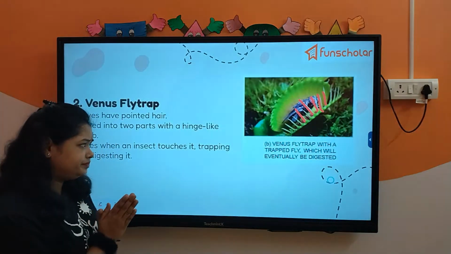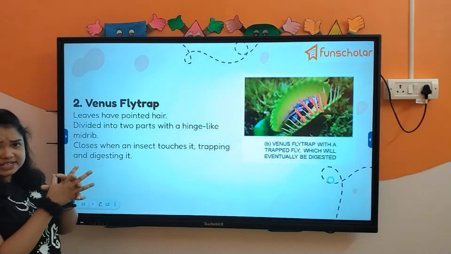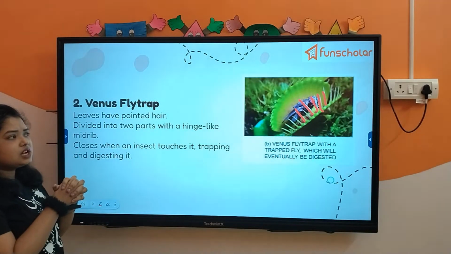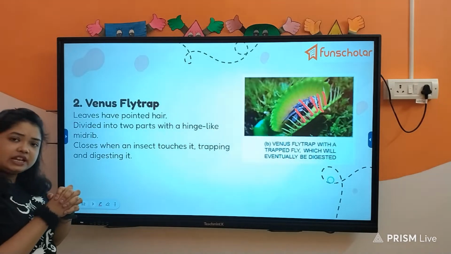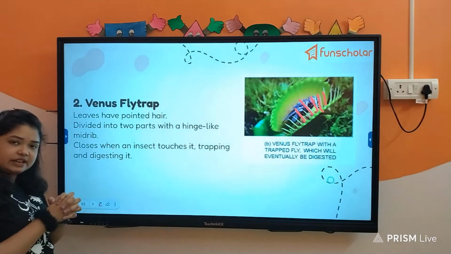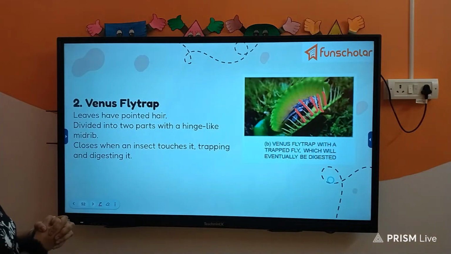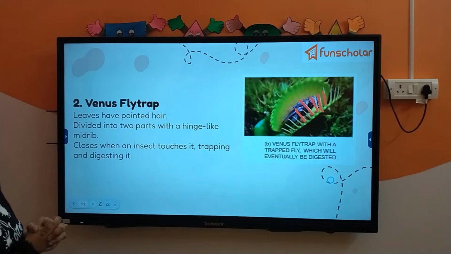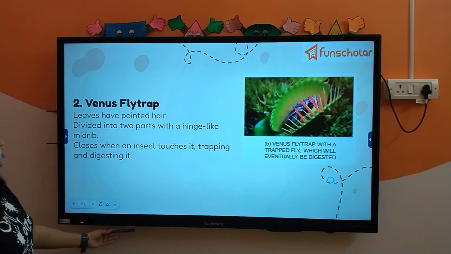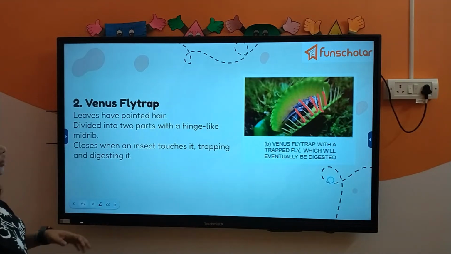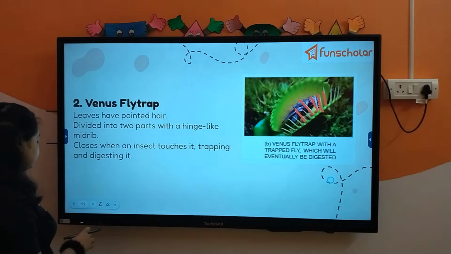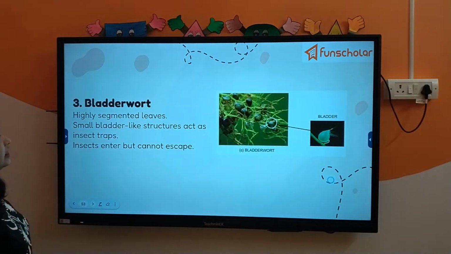So therefore, whenever it closes, it packs the insect inside it very tightly so that it cannot escape, and again it releases the enzymatic juices which digest the insect, and from that insect it derives its nutrition in the form of nitrates. So therefore, this is another form of the insectivorous plant. And the last but not the least is the bladderwort.